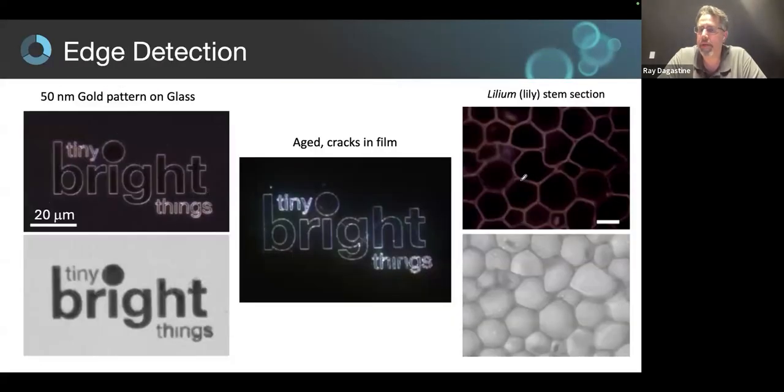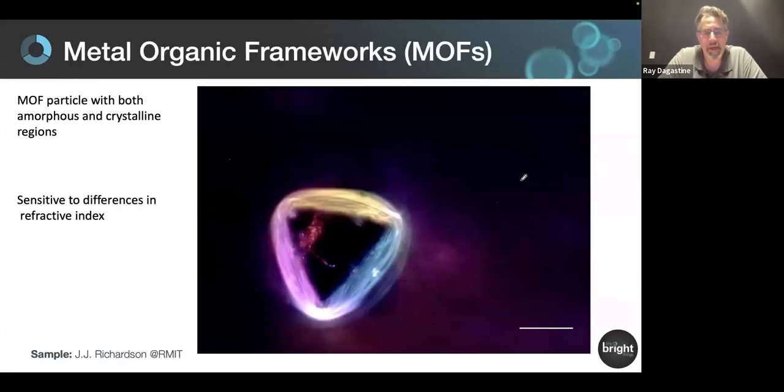Now, I'm going to talk about mostly biological samples, but I'm going to show you a couple materials ones just to try to explain a couple things. So a metal organic framework is just that. It's a material that's a mixture of metals and organic ligands, and these things assemble into crystals and amorphous materials. They're often used as membranes, or they're often made into particles. They have a lot of internal structure, but they have crystalline regions and they have amorphous regions.